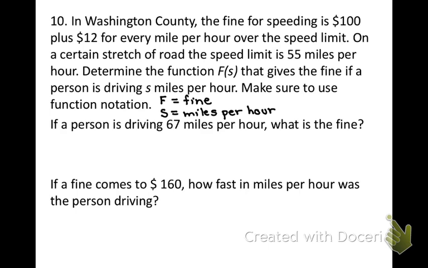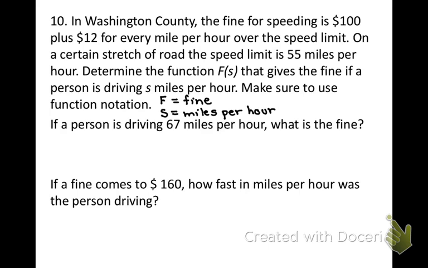All right, so it tells me that I am going to pay a fine of $100 plus $12 for every mile per hour over the speed limit. A couple things to talk about. No matter what, we're paying that $100. That's the fee that we've got to start at. So that's a lot like our fixed costs when we're talking about manufacturing.